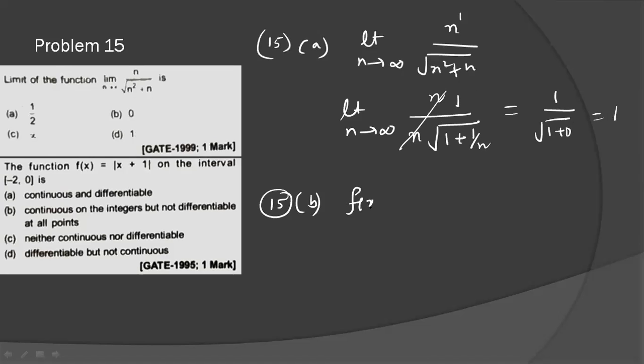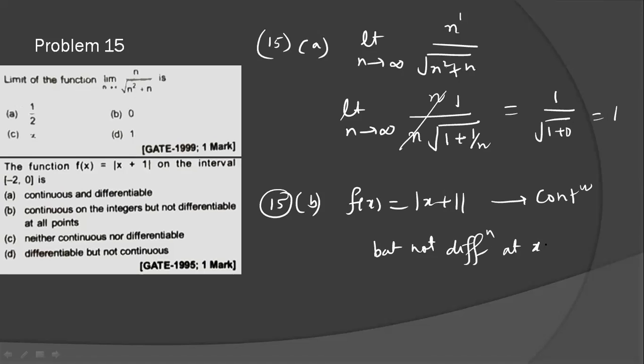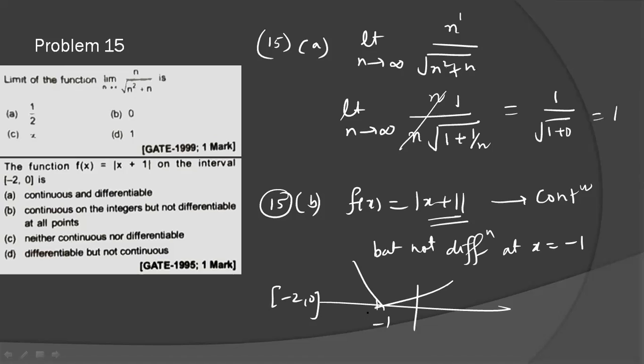15b, f of x equal to mod x plus 1. I have already told you it is continuous everywhere, but not differentiable at x equal to minus 1. Where this function is vanishing, at that point the function is not differentiable. So in the given domain minus 2 comma 0, the graph of mod x plus 1 will look like this. At minus 1, which is inside this domain, this function is not differentiable. So option A, continuous and differentiable, is not the correct answer here.